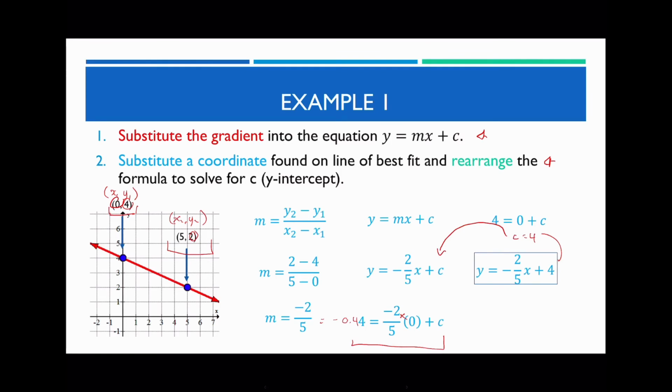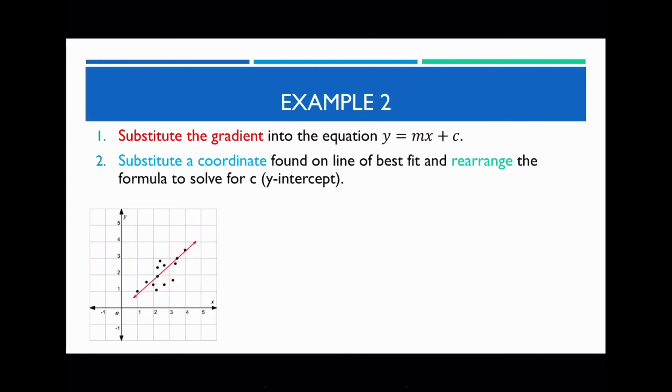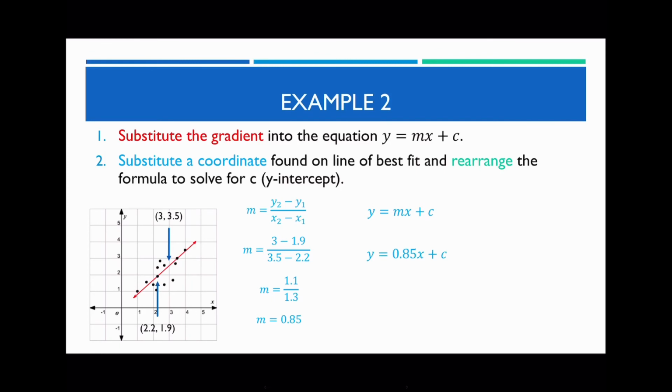Let's look at another example so that you have a better understanding. So in this case, again, when you have this as your graph, what you need to do is find the gradient. I'm going to be using these two points over here, and we've done this previously in the other example. So we said that the gradient in this case was equal to 0.85. Once you find out what the gradient is, substitute the gradient into the general formula for a straight line. So therefore, it's going to be y equals 0.85x plus c.